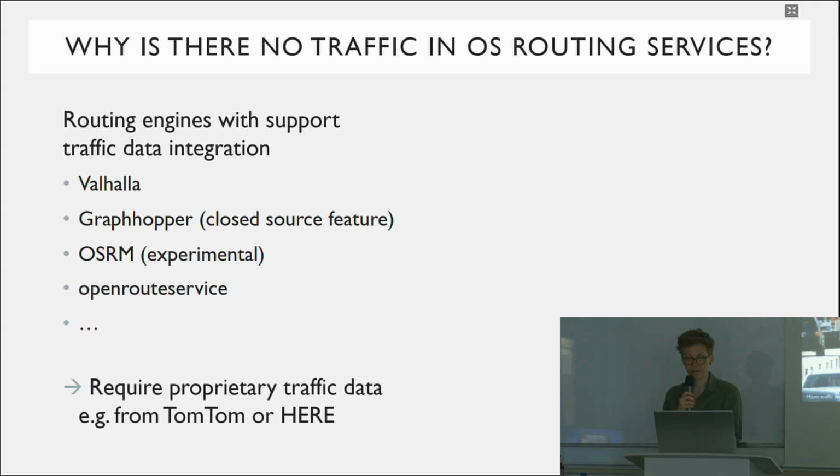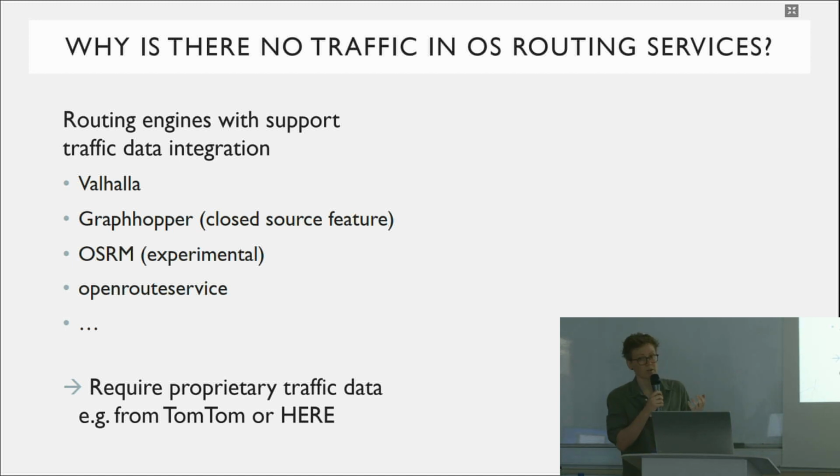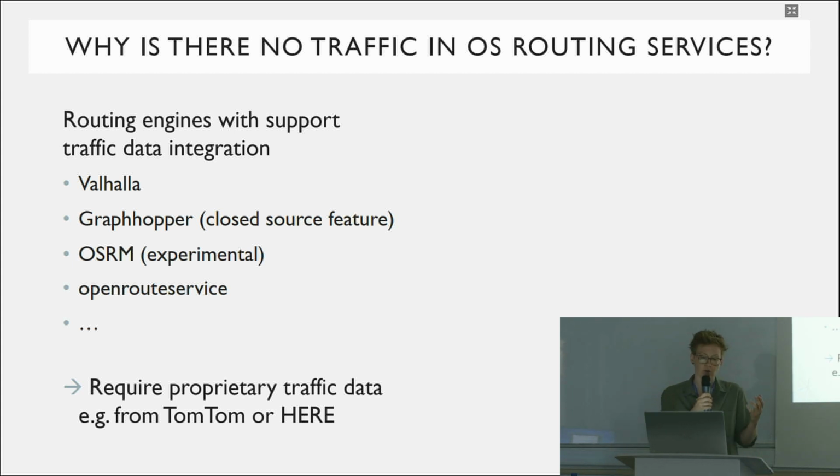So why is that? The problem is not that open source routing engines are not able to handle traffic. There are actually some engines like Valhalla that support traffic speed data. GraphHopper also had an implementation, which is not open though, and Open Source Routing Machine has an experimental implementation, and OpenRouteService also has support for HERE data. The problem, however, is that these require proprietary data sets from, for example, TomTom or HERE, and they are very expensive, especially if you want to cover large regions. It's not really feasible for an open source project to buy such data.